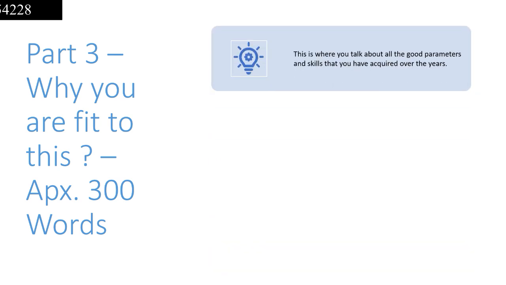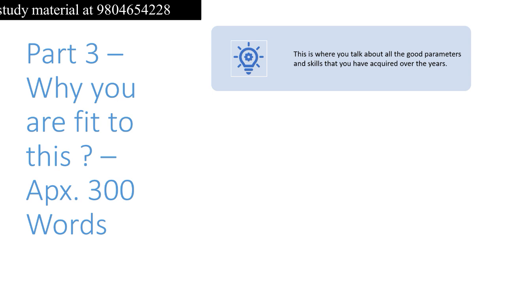Okay. Part 3 is why are you fit to this? Approximately 300 words. Again, why are you fit to this? Here you need to explain about your skills. Okay. You need to state why you should be the best choice for them, for their lab, to join as a PhD candidate or a research assistant or a research associate, whatever it is. Why? Okay, so you need to state about your skills, and this is really tricky.